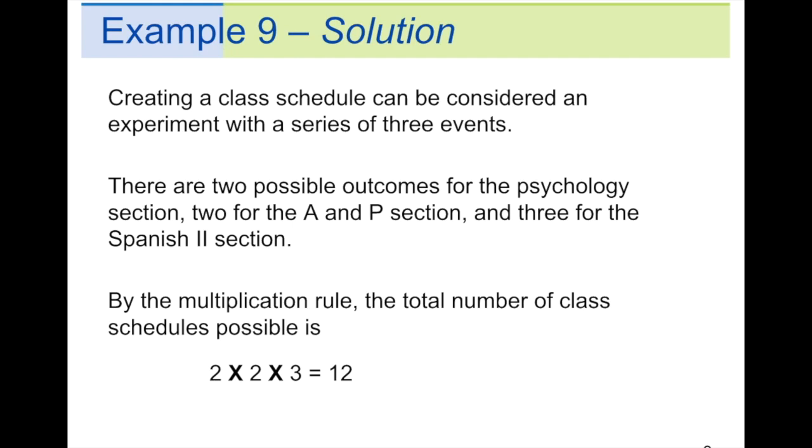Creating a class schedule can be considered an experiment with a series of 3 events. There are 2 possible outcomes for the psychology section, 2 for A and P section, and 3 for Spanish 2 section. By the multiplication rule, the total number of class schedules possible is 2 times 2 times 3, which is 12. 2 outcomes for the first event, 2 outcomes for the second event, 3 outcomes for the third event, and then we just multiply those numbers together.